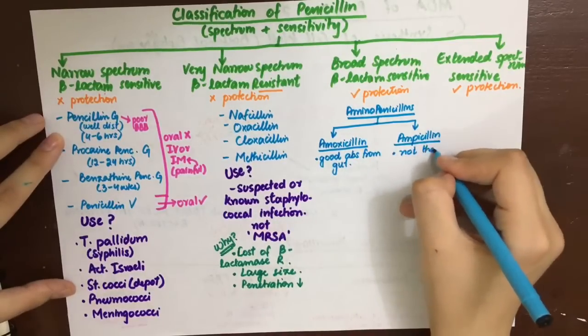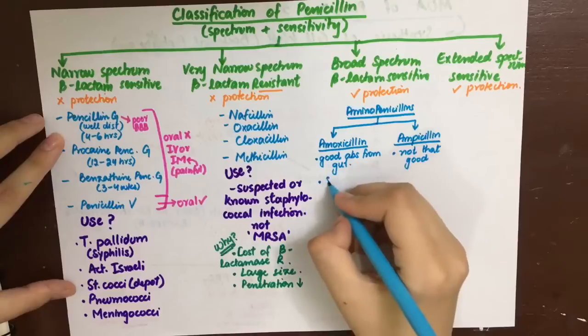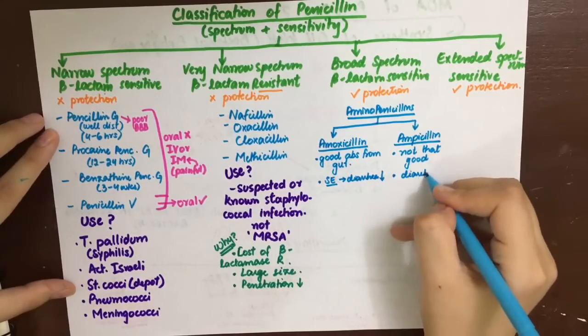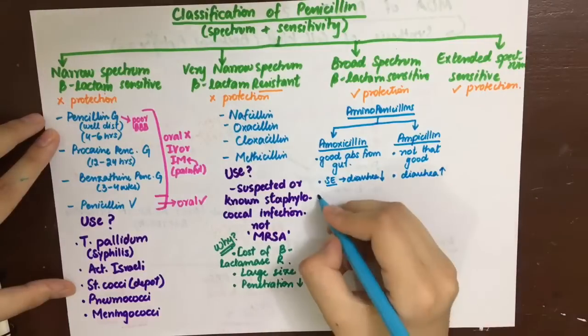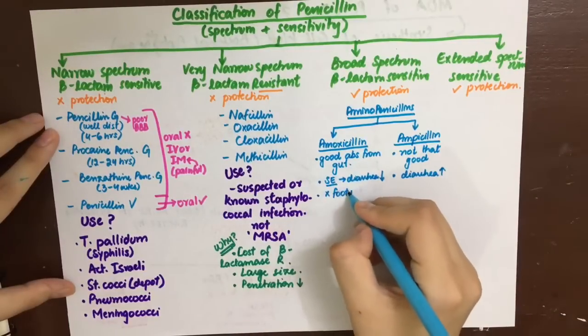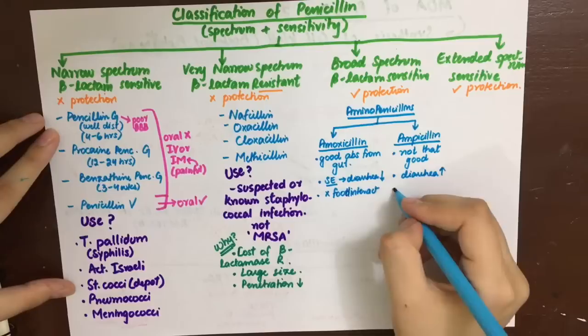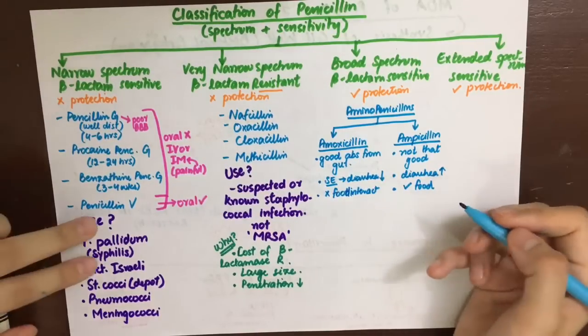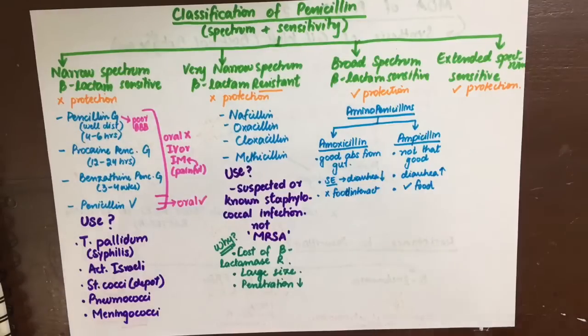Amoxicillin will cause decreased side effects because it is in lower concentration in the gut, and thus it will not harm the natural flora as much as ampicillin will do and cause increased diarrhea in cases of ampicillin therapy. Amoxicillin has no food interaction, while ampicillin has a food interaction.